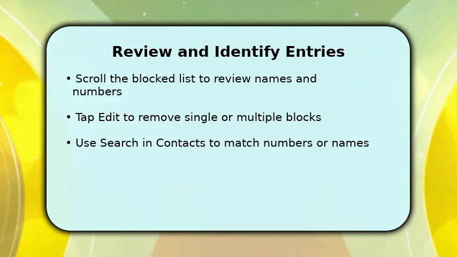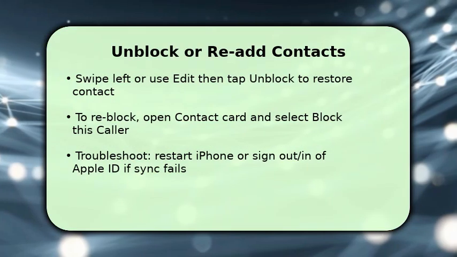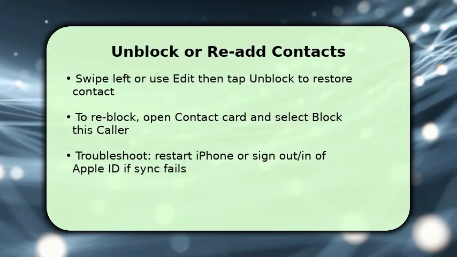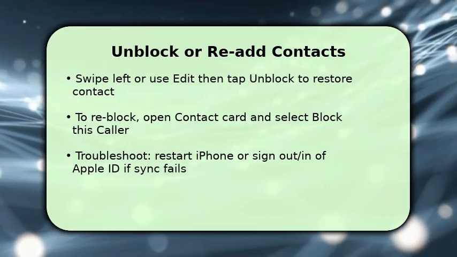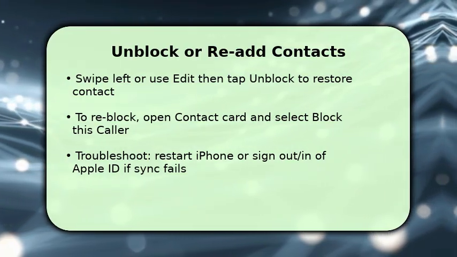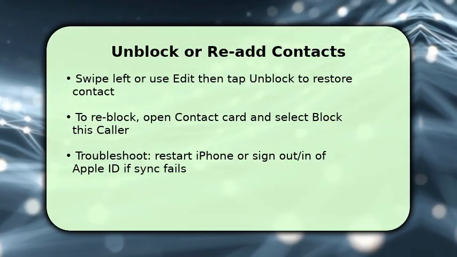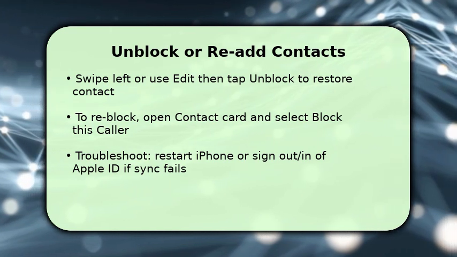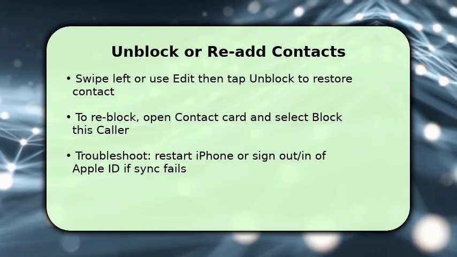To complete the task, swipe left on the blocked entry or tap Edit and remove it. That unblocks the contact immediately for calls, messages, and FaceTime. If you want to reblock someone, open their contact card and choose Block this caller. Make sure to test by calling or messaging.